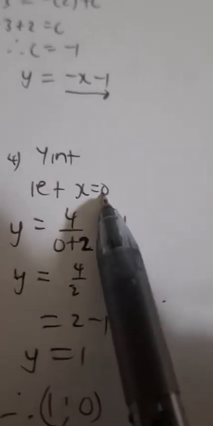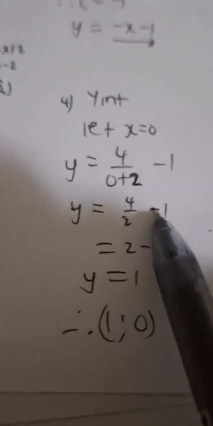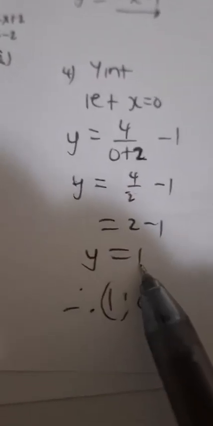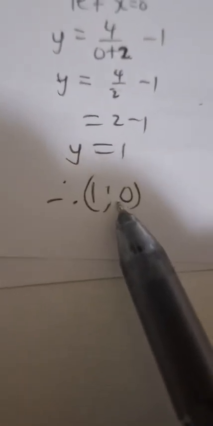What did we do when we were finding the y-intercept? We let x be equal to 0. But look what we did. We substituted 0. We found what the value of y is. But look, when we wrote the coordinates, what nonsense did we write down here? Is this correct? Y is equal to 1, and then we say 1 and 0.